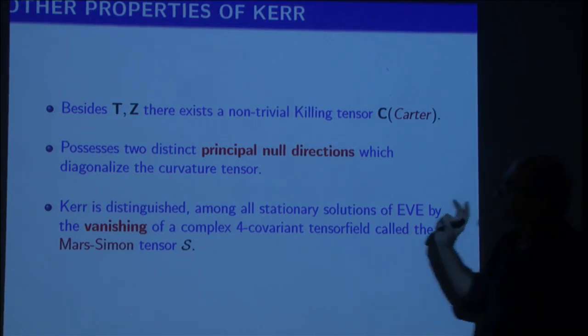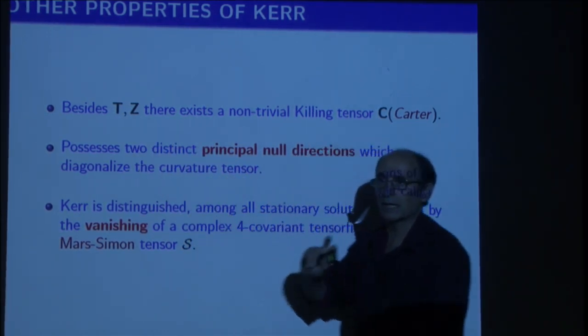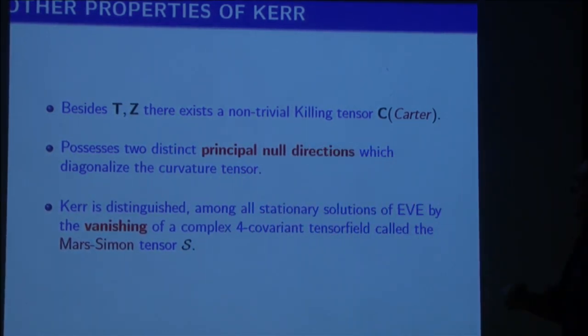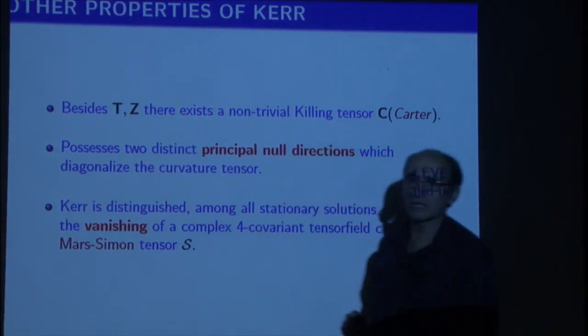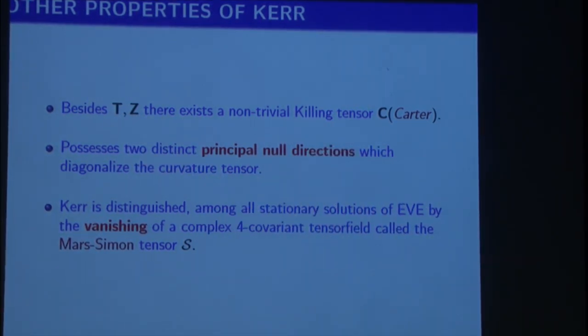For example, Kerr has two Killing vector fields, T and Z. T corresponds to stationarity, and Z corresponds to axial symmetry. So they are both very important.